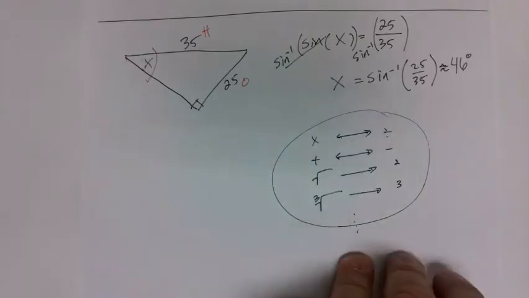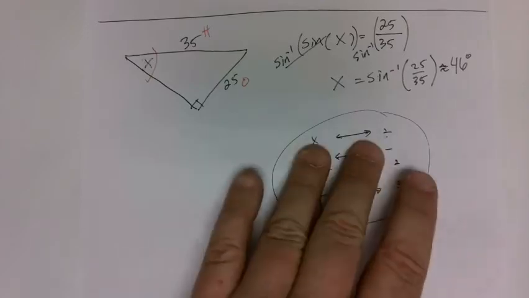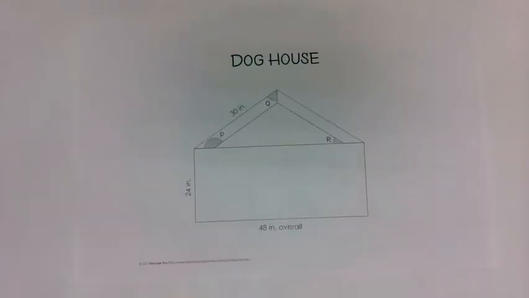Now, here's what I'd like you to do. You should have already, if you followed the instructions on the board, grabbed the doghouse. If you didn't, it's up on the front desk. Go grab it now. I'll give you about 10 seconds. 10, 9, 8, 7, 6, 5, 4, 3, 2, 1. Okay.